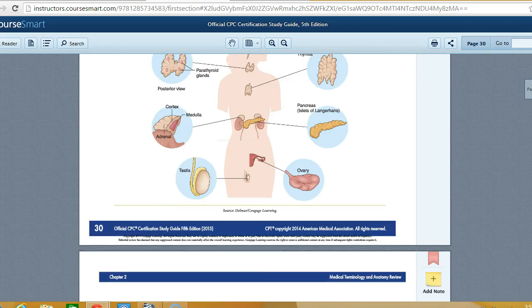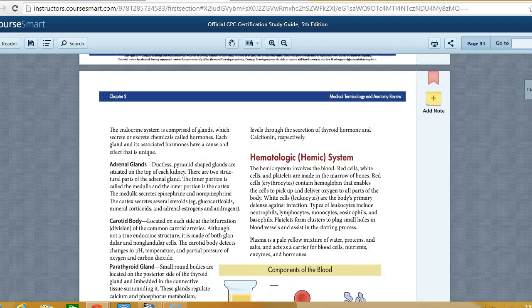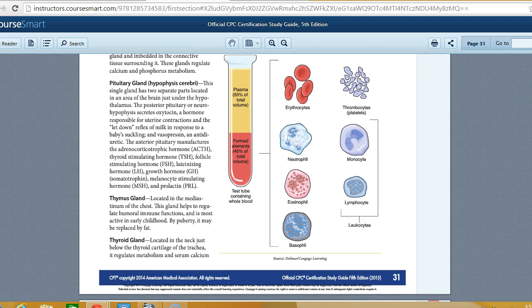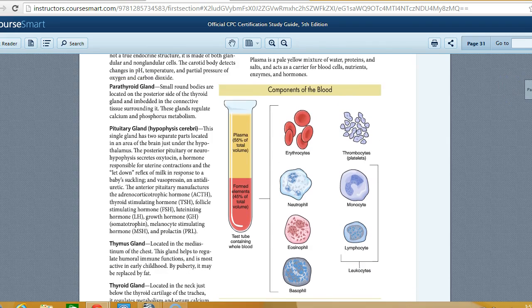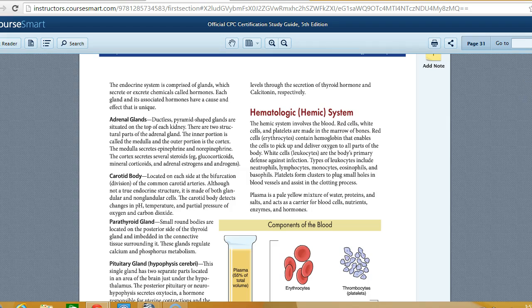Now we're going to move on to the endocrine system. Know your endocrine system, the glands. They secrete chemicals called hormones. Each gland is associated with hormones. They have a cause and an effect that are unique. Of course, we have so many different hormones and they do so many different things. So make sure you read back over these different glands and what their functions are, and write down anything that you feel is pertinent that you cannot remember. Just like I said, I know it's been a long time since you've had anatomy, so make sure you go back over that. Then you have your hematologic system.